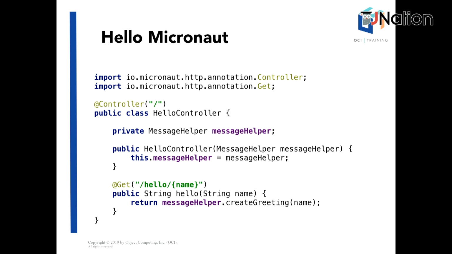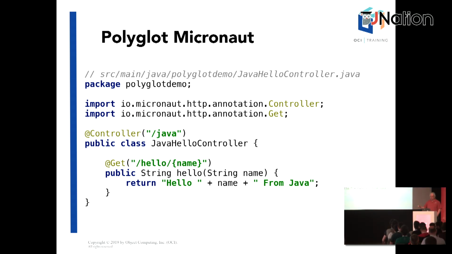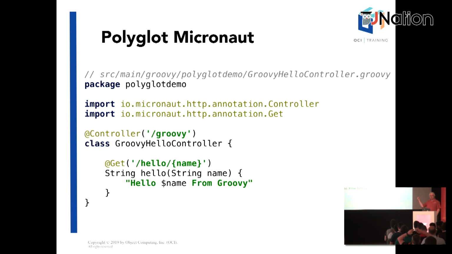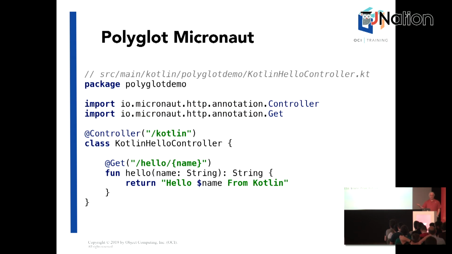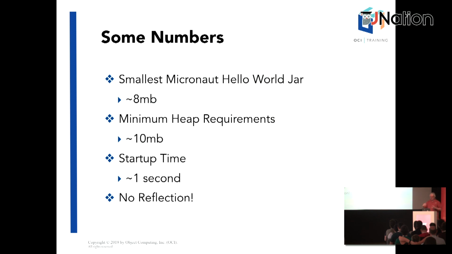So this is a Java controller that is pretty much what I just wrote interactively. But recognize that Micronaut is a polyglot framework. So we support Java. We also support Groovy, and we support Kotlin. So you can mix and match those languages. You can have one project that has Groovy, Kotlin, and Java in it, and all the stuff. The dependency injection container works in all directions.